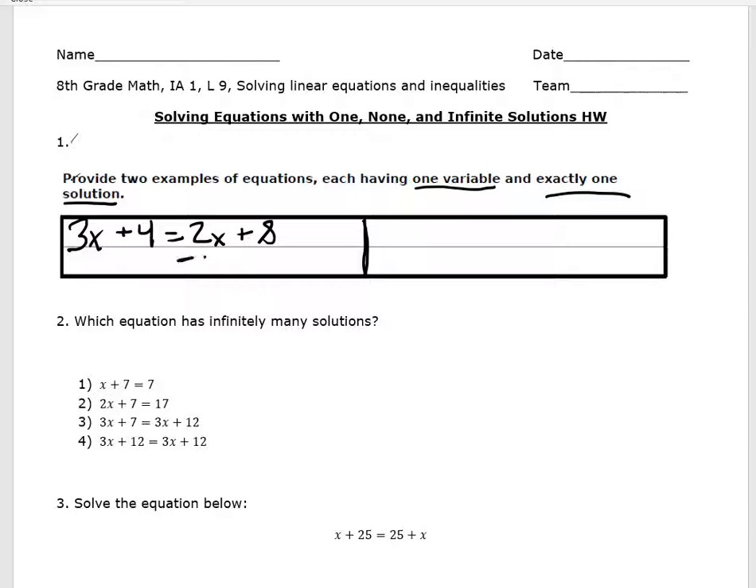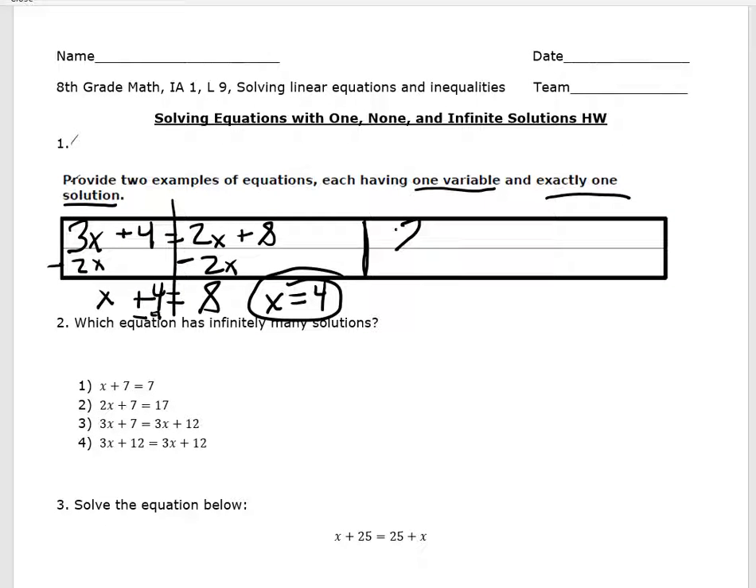So if I subtract 2x from both sides, actually I'll draw my line down here. If I subtract 2x from both sides, I'm left with 3x minus 2x, which is x plus 4 equals 8. And if I subtract 4 from both sides, I'm going to be left with x equals 4. Okay, so that's one variable with one solution.